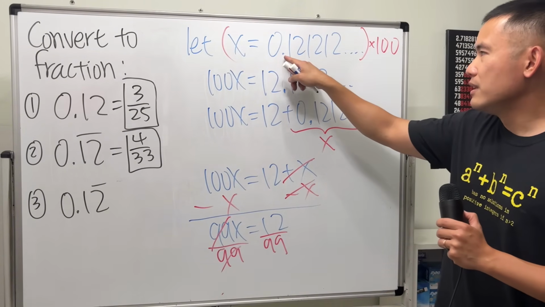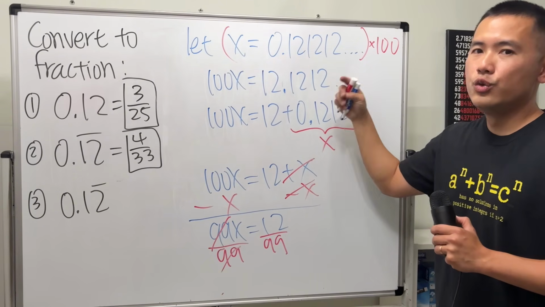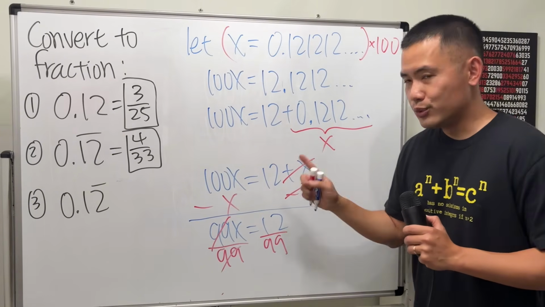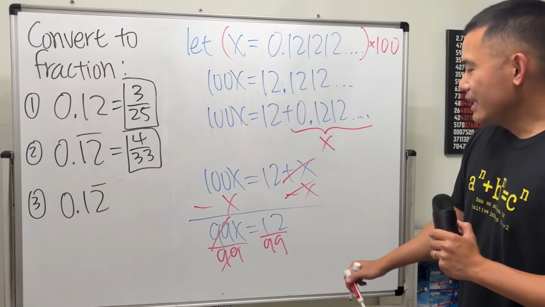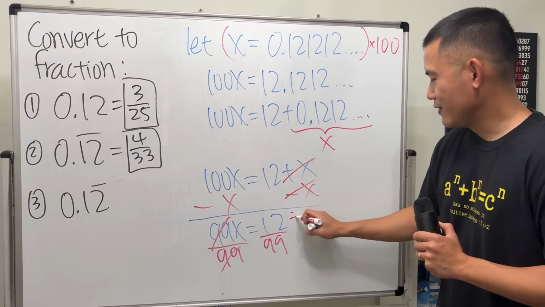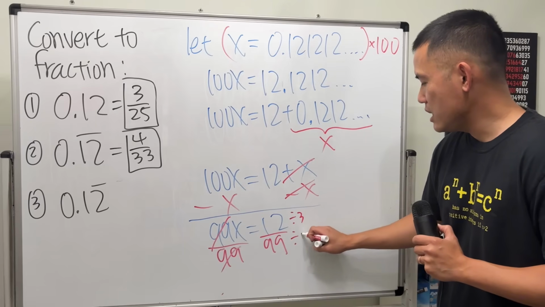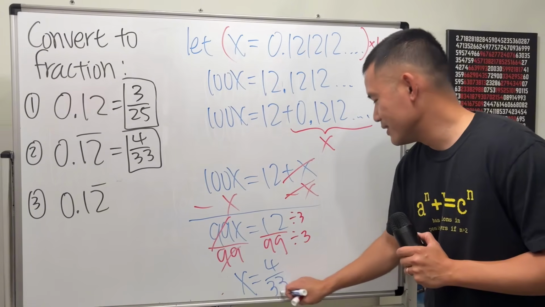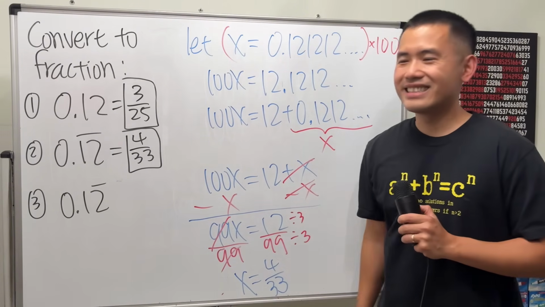And imagine if earlier we have 3 digits that are repeating, you multiply by 1000, and then you will have to divide it by 999. And then for this right here, of course, we divide the top and bottom by 3, and we get x equals 4 over 33. Just like that.